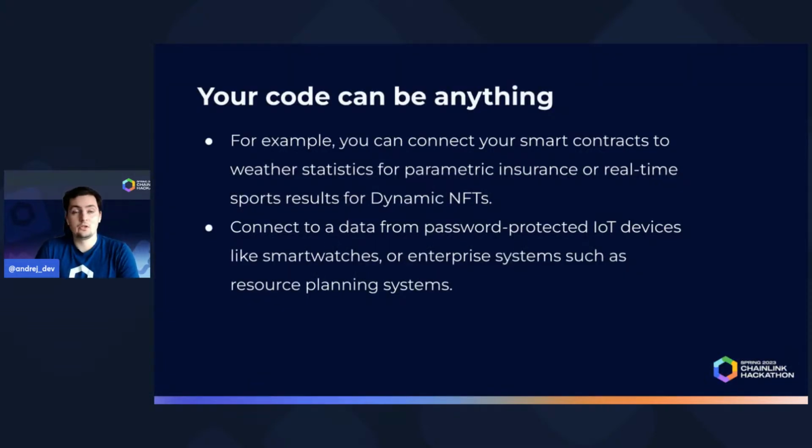So what can this JavaScript code be? Well, essentially it can be anything. This is just a couple of examples, but you can connect your smart contracts to some weather data to create dynamic NFTs. You can connect them to password protected IoT devices, because if you want to pass API keys or any other secrets for an HTTP GET request or a password for your IoT device or whatever, these things are not stored on chain.